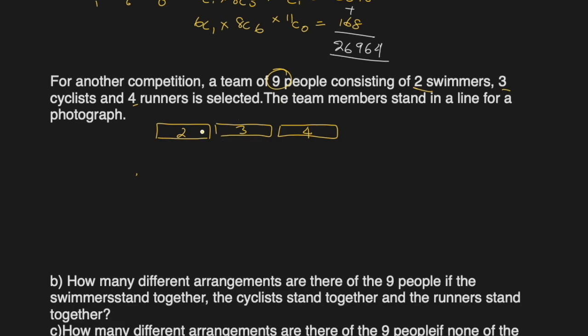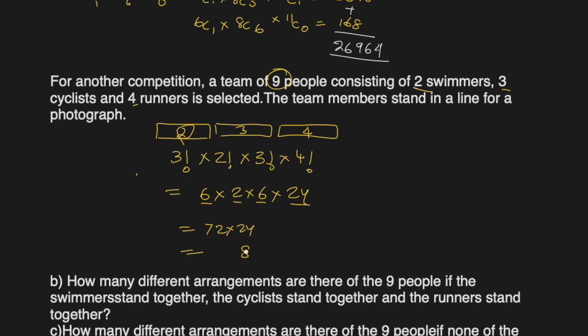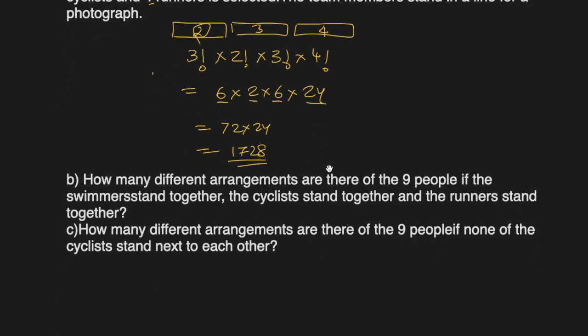They are standing together, so the boxes can change their place in 3 factorial ways. But within each box, these 2 can change their place, the other 3 can change their place, and the 4 can change their place. Just multiply this and you get your answer. 6 times 2 is 12, 12 times 6 is 72, and times 24 will be 1728, which is the number of different arrangements possible.